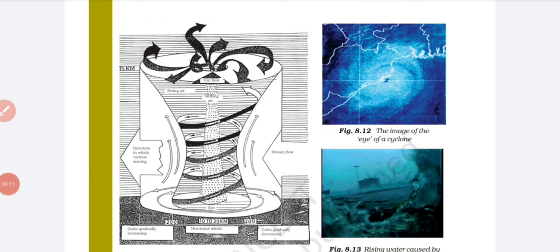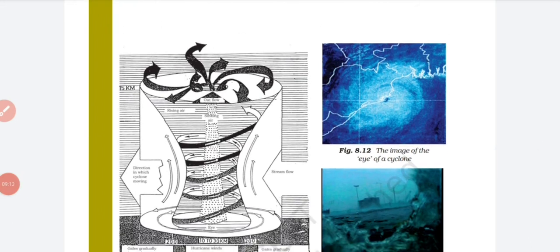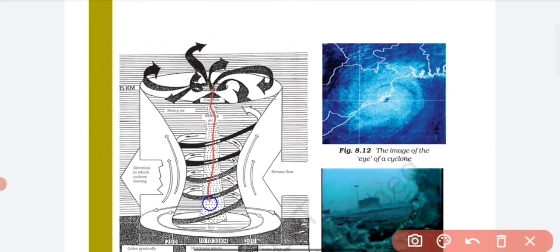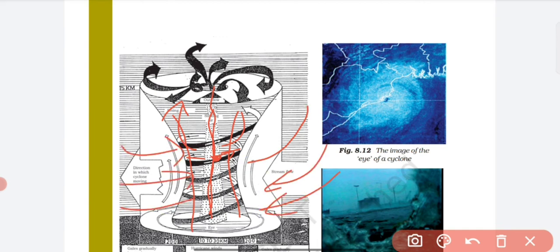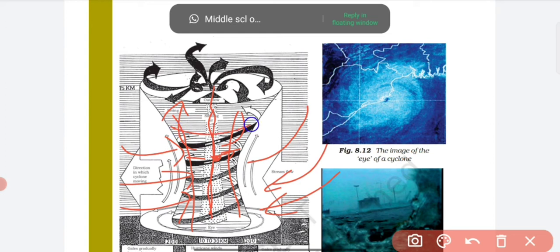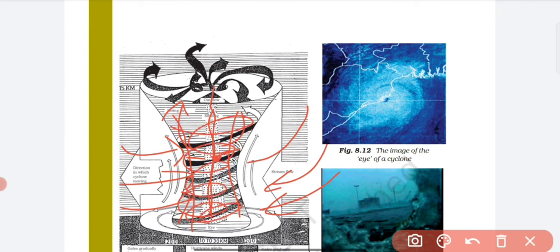Now, here we can see whenever rains occur, the raindrops release heat. So the air present in that portion starts heating up and rises up. Then the air from the high pressure rushes toward the center, and due to its revolving action, that is called the cyclone.